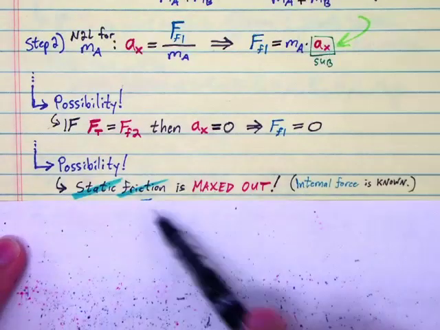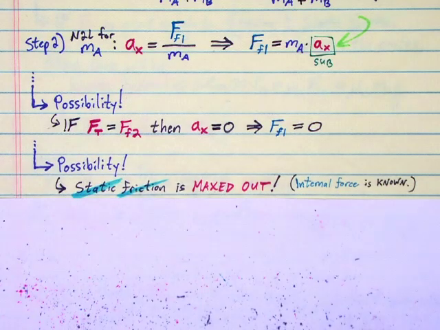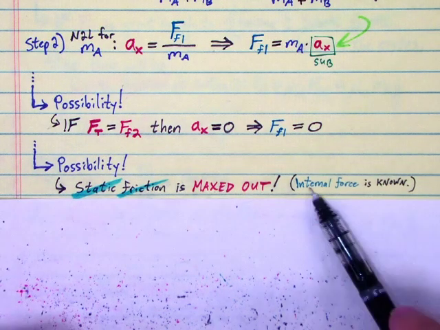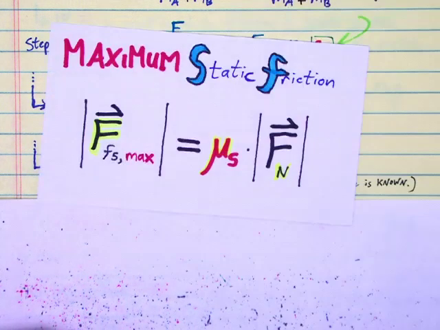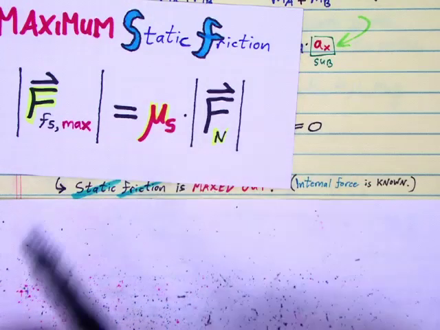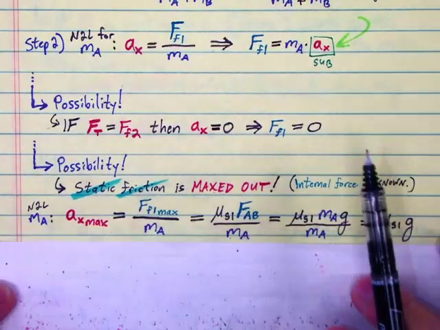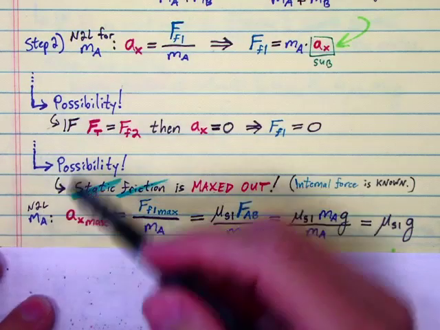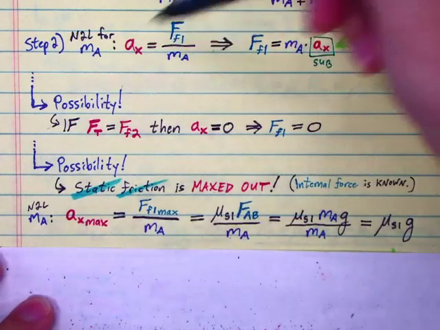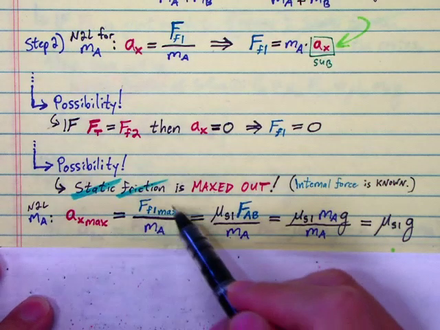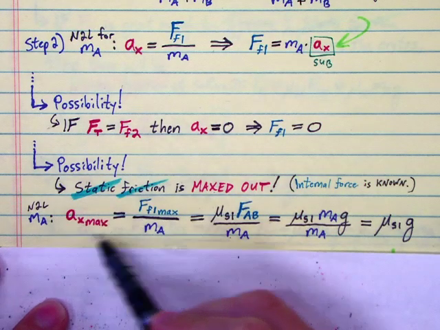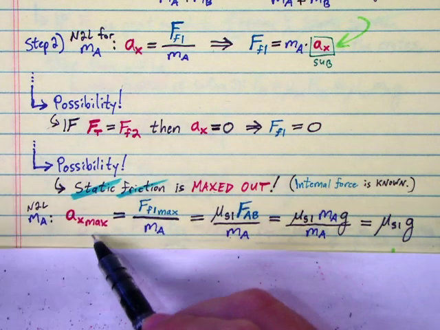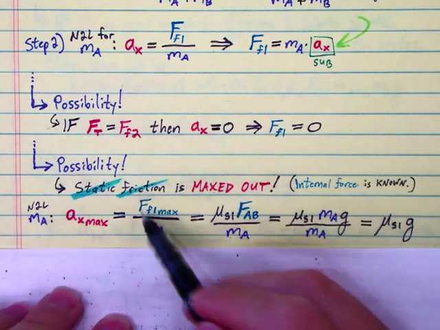So if static friction is maxed out, now our algebraic logic is slightly different because our internal force is known. That force of static friction can now be calculated from this formula. So let's try that. Going to Newton's second law for the top crate, if we have the maximum value of the force of static friction, that's going to tell us the maximum acceleration that the top crate can have without slipping. So let's find F_f1 max.